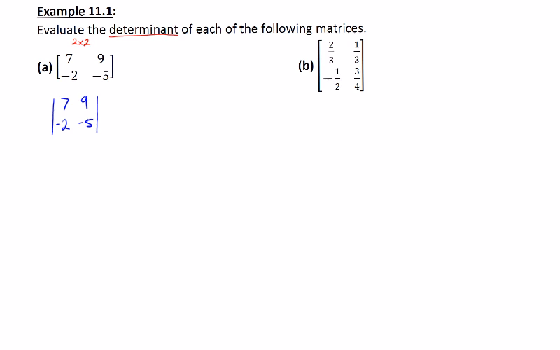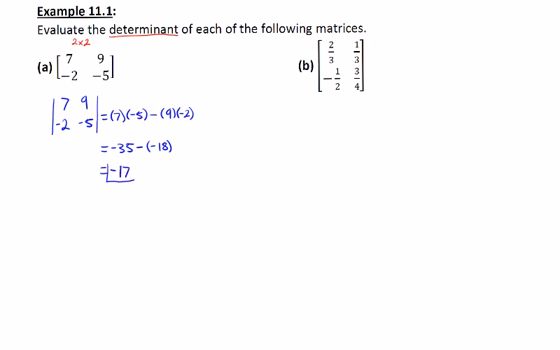So to take the determinant, the formula says I'm going to take the 1, 1 entry, multiply it by the 2, 2 entry, so that's 7 times negative 5, and then I'm going to subtract the product of the 1, 2 entry with the 2, 1 entry. So I'll be subtracting 9 times negative 2. So use all your arithmetic skills and perform the products first. That'll be negative 35 minus negative 18, which is going to become negative 17.